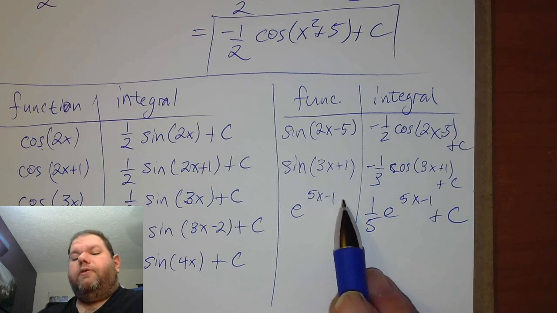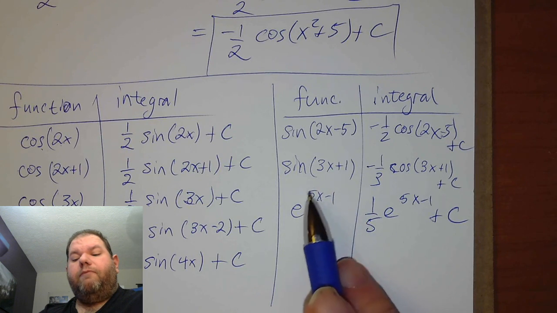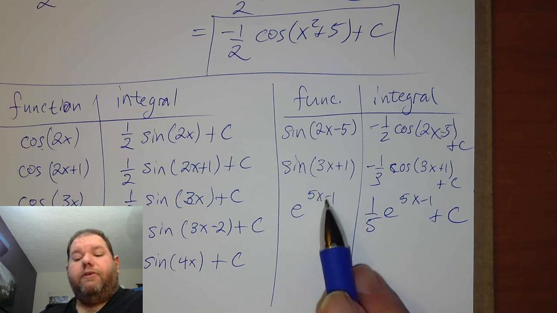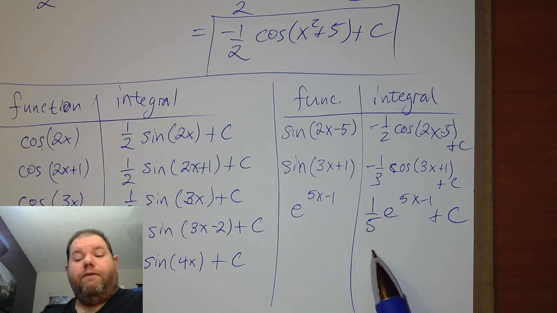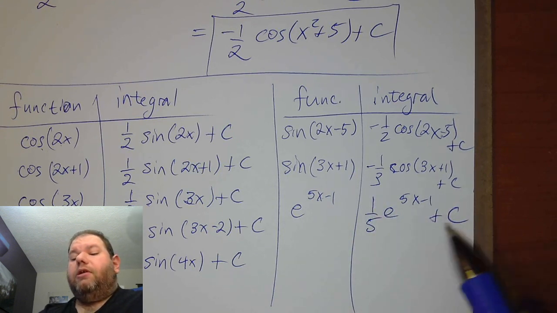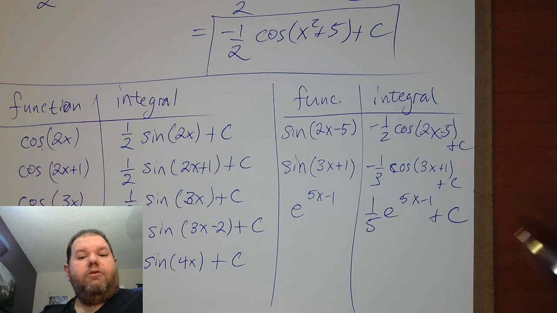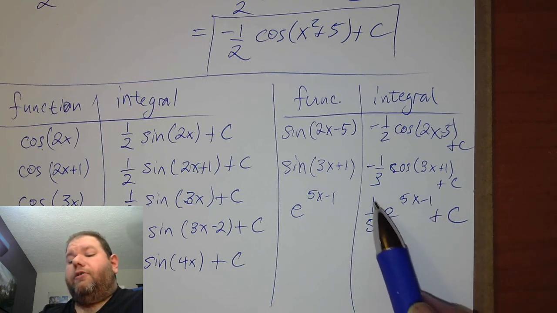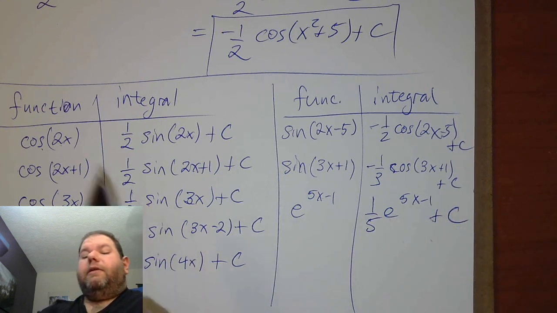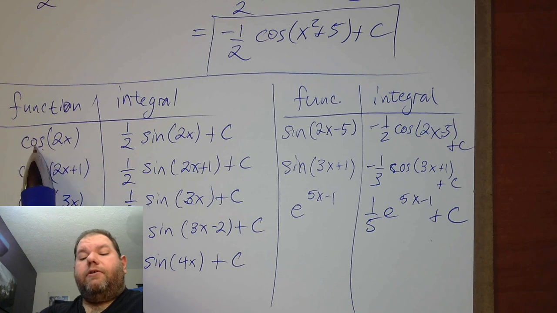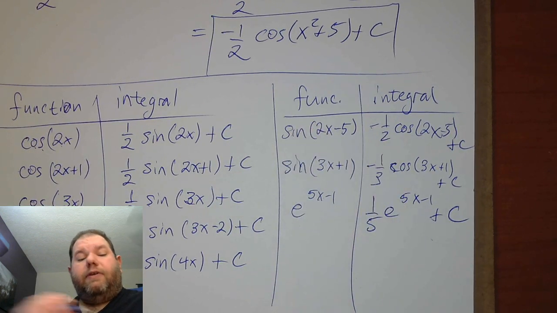Because we have a u substitution for a linear term, 5x minus 1. So this, we know this will be our u. The derivative is 5, which means we're going to end up with a 1/5 in our substitution. And then we know the integral of e to a power is e to that power, generally speaking. So 1/5 e to the 5x minus 1 plus c. So the same thing applies to cosine, to sine, and to e.